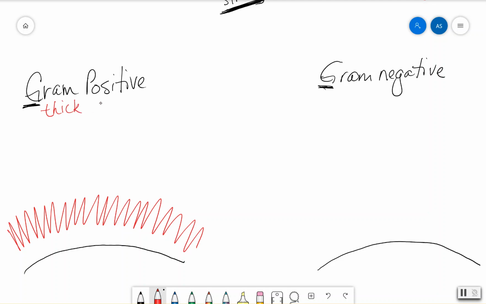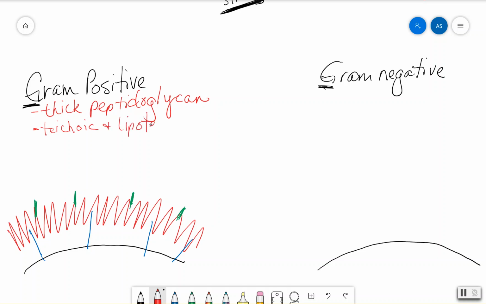So gram-positive cells have thick peptidoglycan. And then the gram-positive cell also has these acids associated with it. These lipoteichoic acids anchor the peptidoglycan to the cell membrane, and then these teichoic acids stick off the surface of the peptidoglycan and are used for things like cell-to-cell recognition and communication. So the gram-positive cell has a thick peptidoglycan with these teichoic, and yes, you need to know how to spell this as well, and lipoteichoic acids.